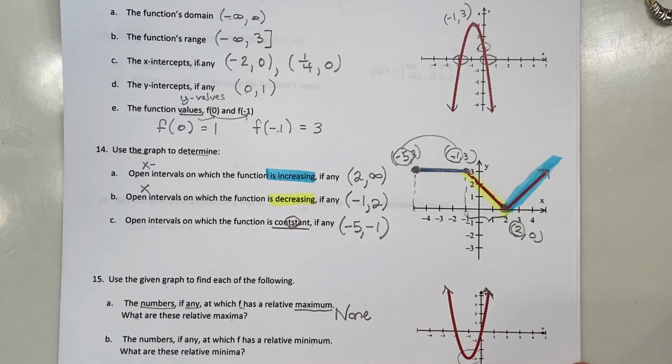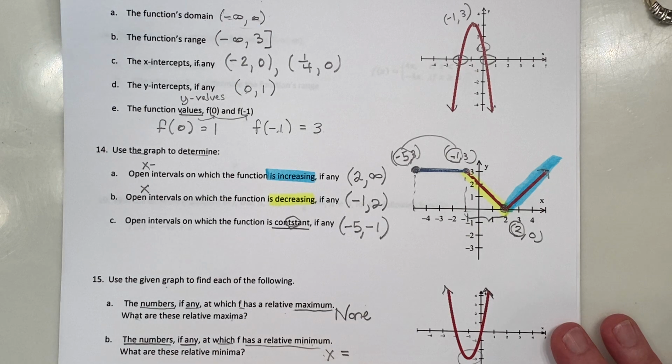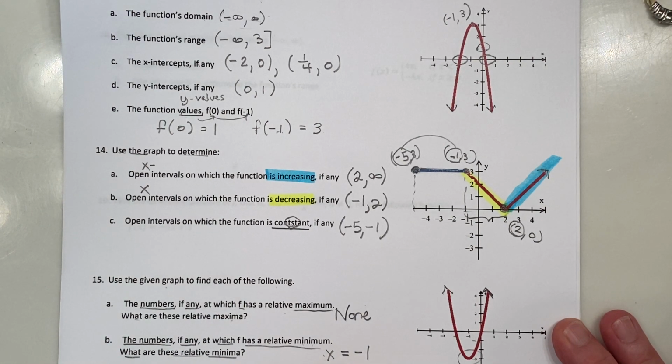We do have this low spot right here. That's our minimum. So let's go back and make sure we understand the question. It says the numbers, if any, at which f has a relative minimum. Well, they're just suggesting for us to describe the x-coordinate, the numbers where the function has a relative minimum. So the x-coordinate would be -1. This question, the way it's worded, what are these relative minima? Now they're asking for the y-coordinate. So the y-coordinate is -3.